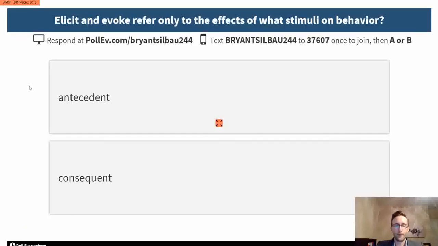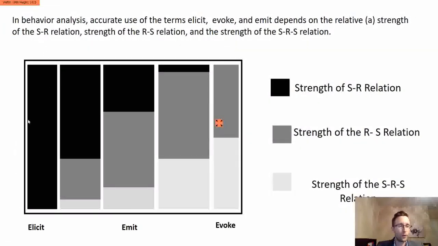Now notice this whole column above elicit is all filled in black, and that indicates a very strong SR relation. That means the behavior is entirely controlled by an antecedent. So we would use the word elicit to refer to the effect of the antecedent on the behavior. The antecedent elicits the reflex response. But as we go to the right of this figure, the proportion of the column that is filled in black is gradually decreasing. That indicates that the strength of the SR relation, or the extent to which an antecedent controls the behavior, is decreasing.